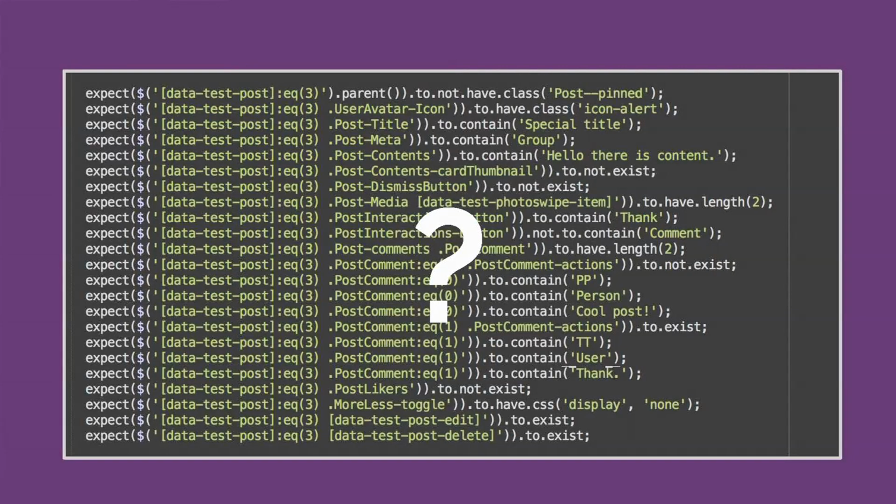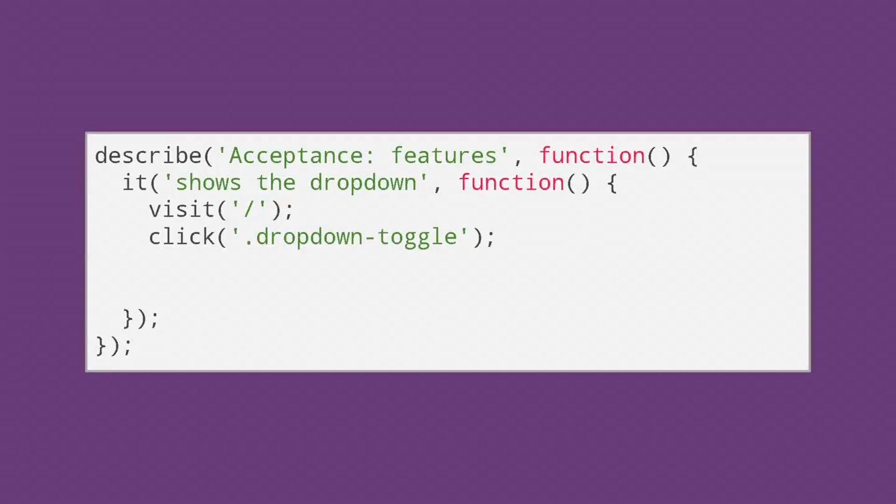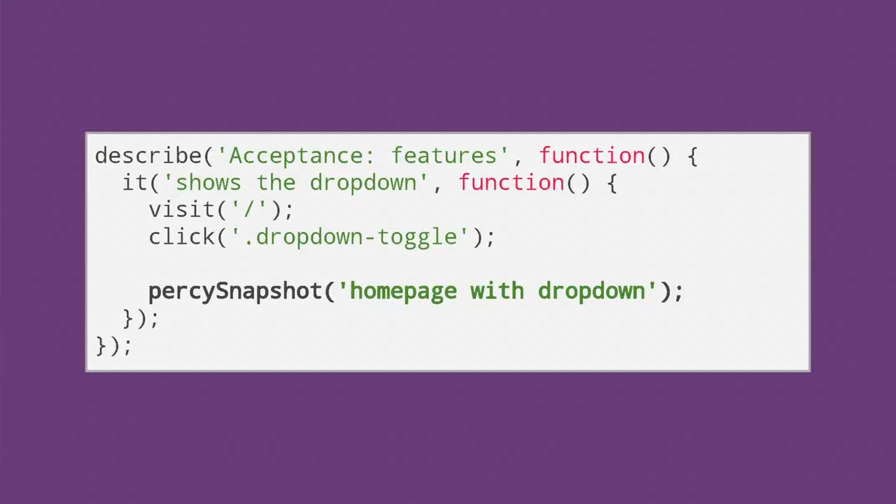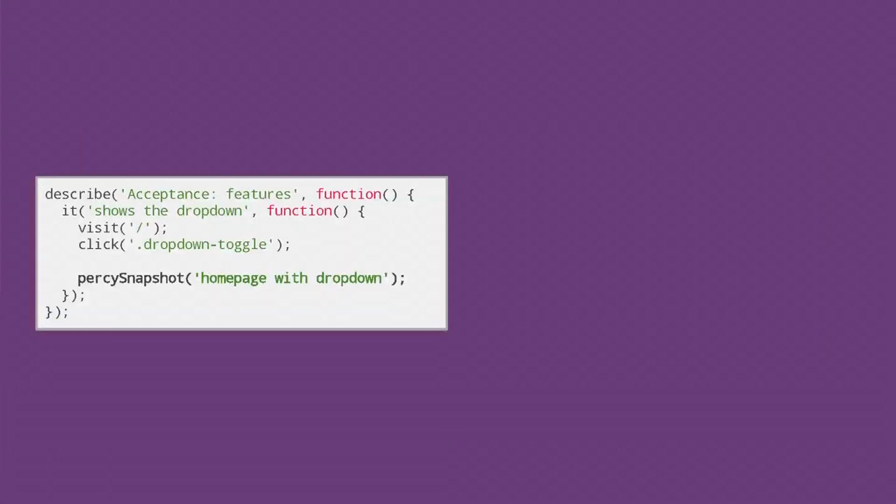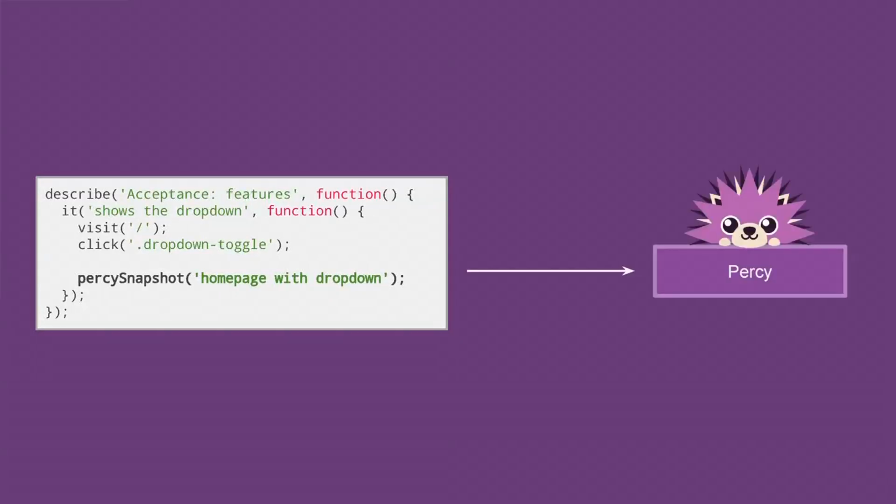So what we've done is we add a little helper to Ember and to Rails and to these other feature acceptance test suites that just gives you, say, a name. And we just capture the state at, like, homepage with dropdown. That's the state of this page. It's the homepage with dropdown. Capture that state. And then we send that up to Percy for rendering.